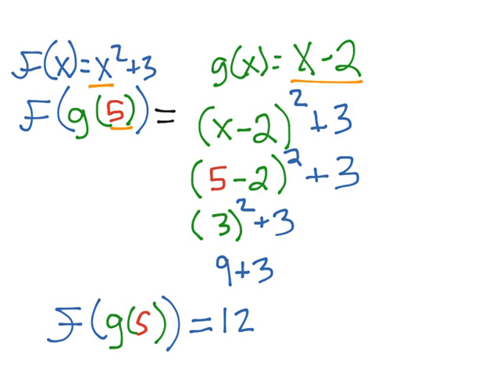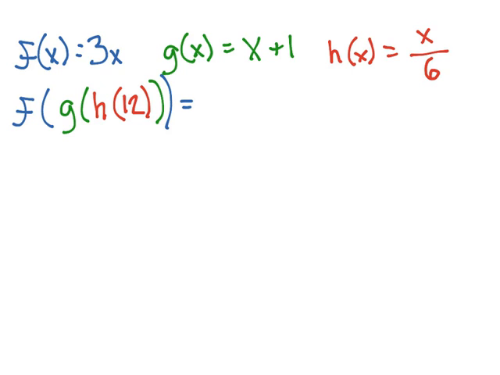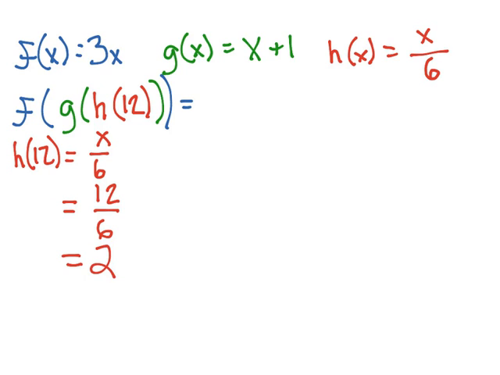Now let's look at a much more extreme problem. In this case, we're given 3 different functions. f of x equals 3x, g of x equals x plus 1, and h of x equals x divided by 6. And we're asked to find f of g of h of 12. In this case, we'll go with the first method and evaluate each individually. To start off with, we'll find h of 12. Our h expression is x divided by 6. We replace the x with 12, divide by 6, and we now know that h of 12 equals 2.